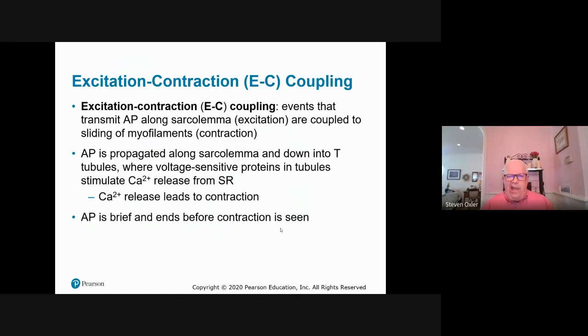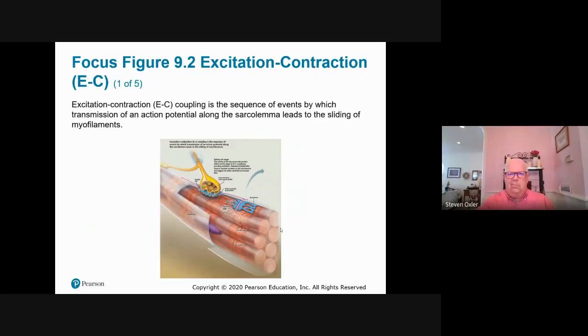The energy is propagated along the sarcolemma and down the T tubules when the voltage sensitive proteins in the tubules stimulates the release of calcium from the sarcoplasmic reticulum. Calcium release leads to muscle contraction. And that is very important to understand.